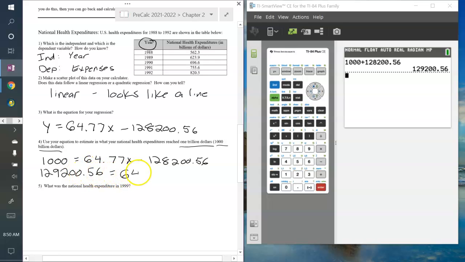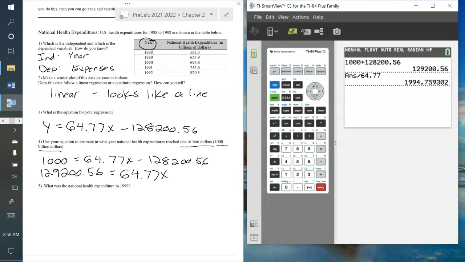129,200.56 equals 64.77x. And then divide by 64.77. And I get 1994.75. So this tells me that during the year 1994, we will hit the $1 trillion expenditure, and the 0.75 suggests to me that's going to happen somewhere around September of that year.